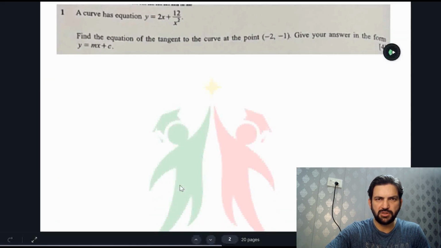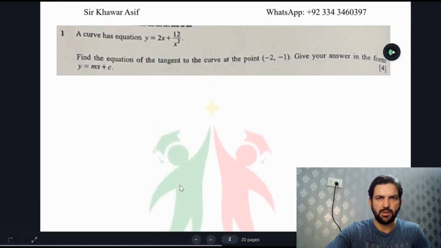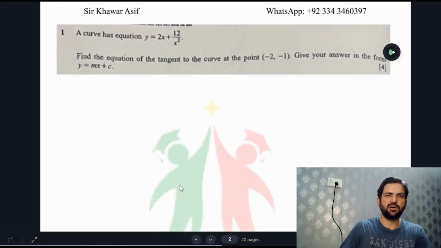Let's move to question number 1. A curve has the equation y is equal to 2x plus 12 by x square. Find the equation of the tangent to the curve at the given point. Give your answer in the form y is equal to mx plus c.